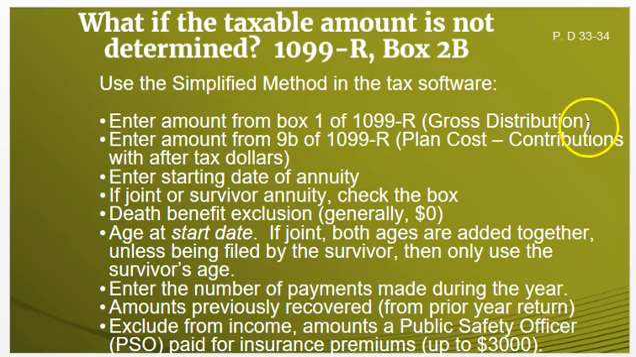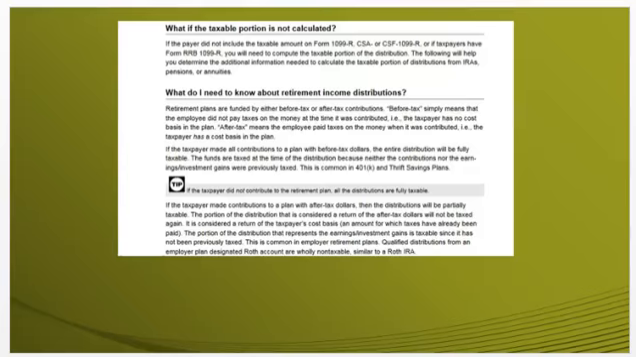So then we want to enter the number of payments that were made during the year. If it's a full year, it would be 12 payments. If not, it could be less than that. And then amounts previously recovered from a prior year return. We would need to know that from the prior year return. And then exclude from income amounts of public safety officer, PSO, paid for insurance premiums. That's going to be up to $3,000. And again, all of this information is very easily entered in the tax software. And so there's nothing you actually have to hand calculate.